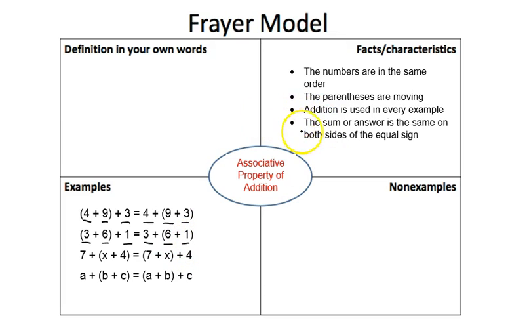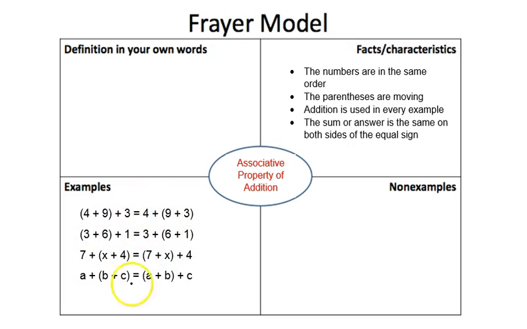The next characteristic is that it's the parentheses that are moving. So let me go ahead and erase these lines so you can see the parentheses. Notice in this first example, the parentheses are around the first two numbers, where on this side of the equal sign, the parentheses are around the second two numbers. So it's the parentheses that moved. Same with this example. The parentheses started here, and they ended up in the back on this side.